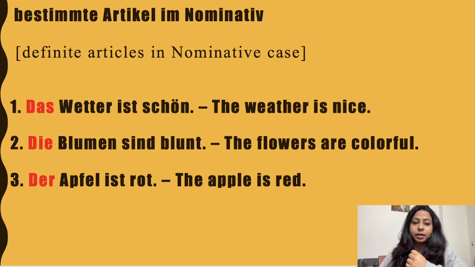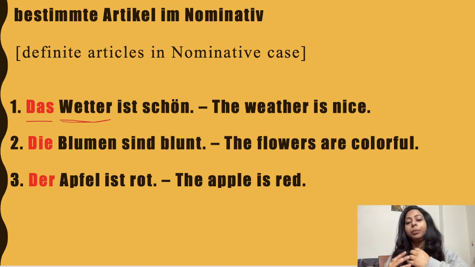Das Wetter ist schön. The weather is nice. In the first sentence, if you look carefully, Wetter is a noun, Nomen, and it has the article das. Now, the second sentence, die Blumen sind bunt. The flowers are colorful. In the second sentence, the noun is Blumen and the article is die. So, Blumen takes the article die.